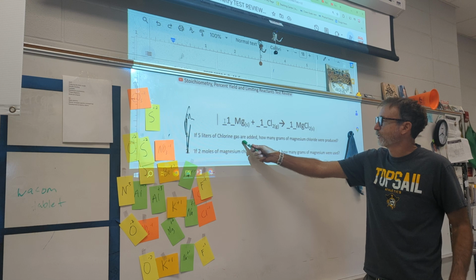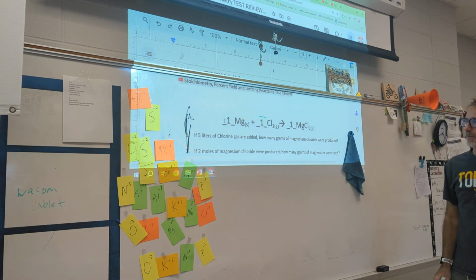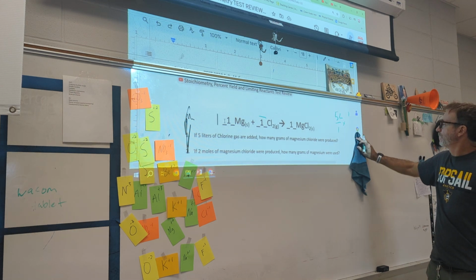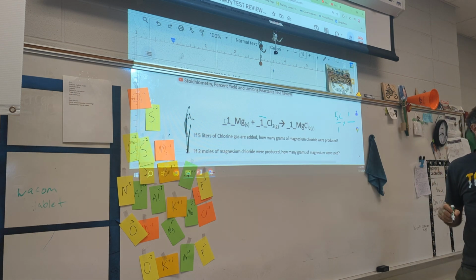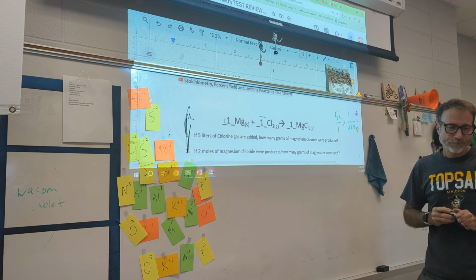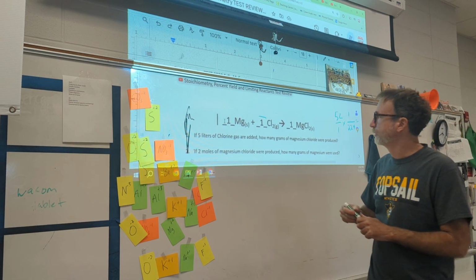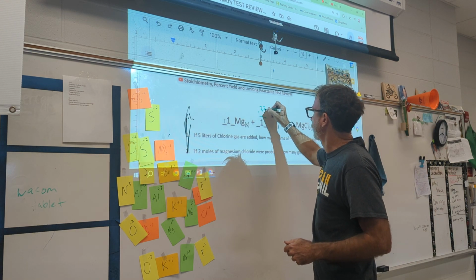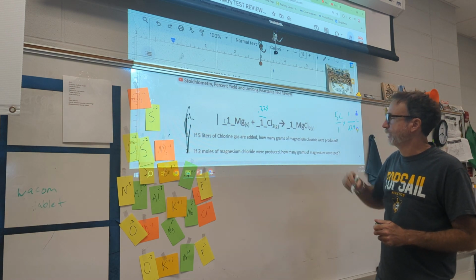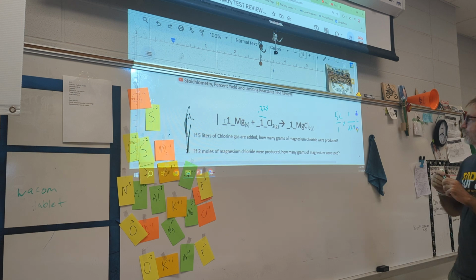If 5 liters of chlorine gas are added, all right, we got to put a number here, but we can't put liters there. 5 liters over 1 times 1 over, what's the proper number for liters? 22.4. That'll give us our moles. So 5 divided by 22.4, 0.223. How many grams of magnesium chloride were produced?